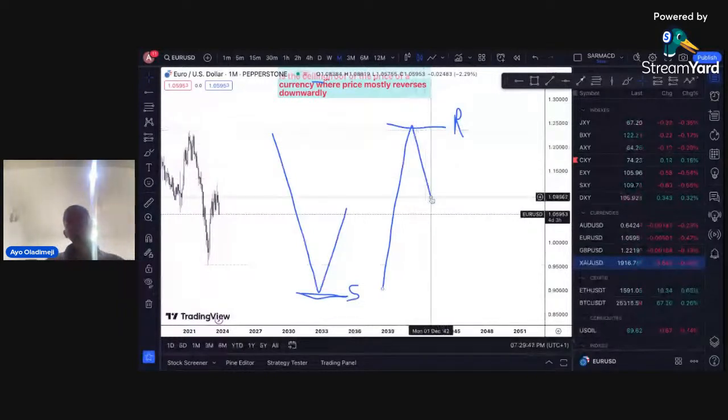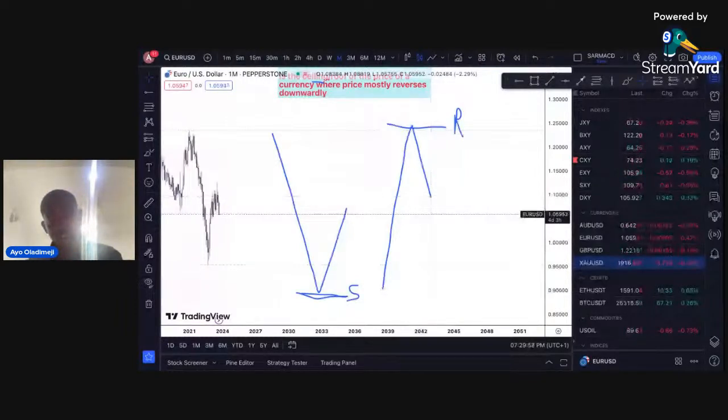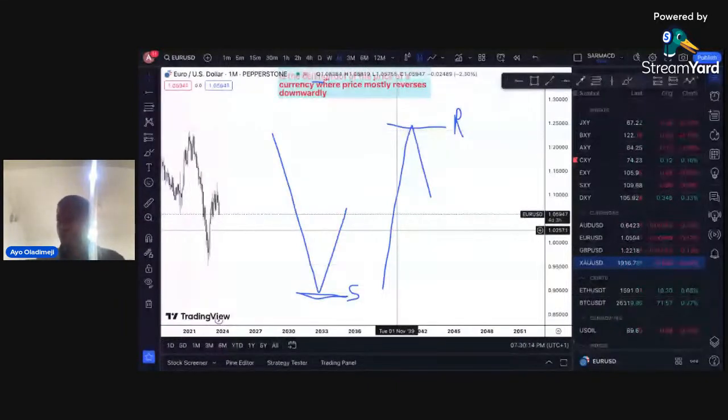So having explained it that way, now let me get your response. Do you understand the concept of support and resistance as I described it? If you understand it just the way I'm describing it, put in a yes.